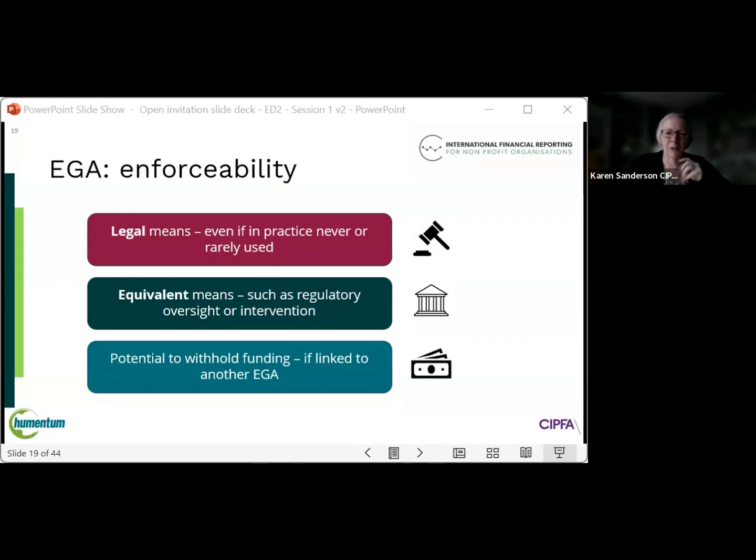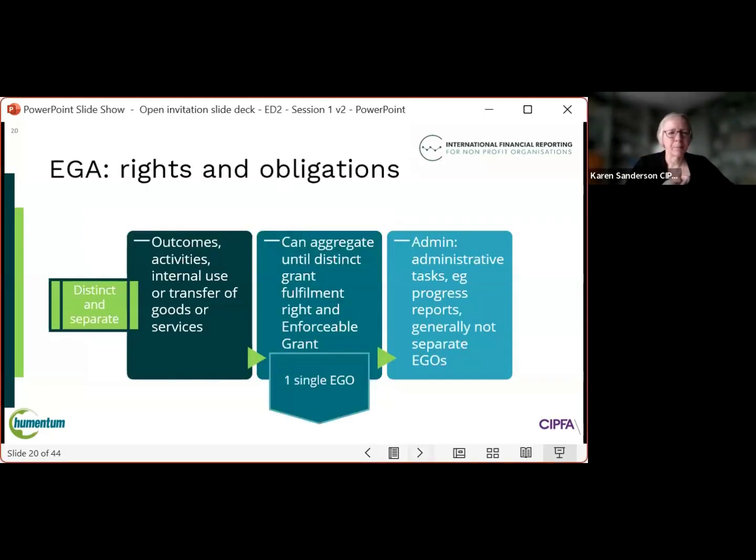And the third area is about the potential to withhold funding. And this only applies if it's linked to another enforceable grant arrangement between the same grant provider and grant recipient. So if failure to deliver on one grant arrangement may result in withdrawal or reduced funding on another grant arrangement, that may also be sufficient to create enforceability. Can move to the next slide, please.